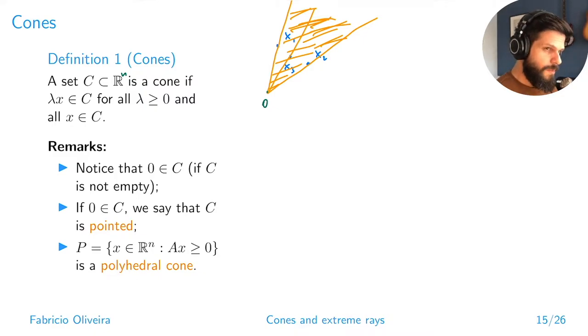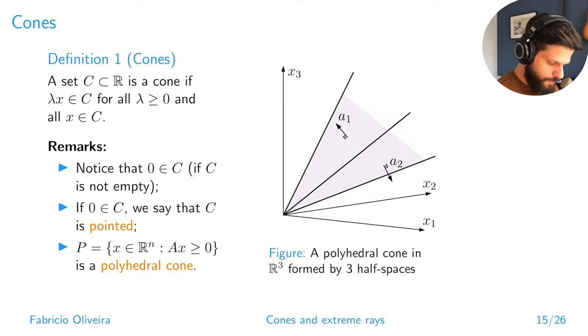For us, an important class is going to be those that are called polyhedral cones. Polyhedral cones are defined just like we defined polyhedral sets, represented by the intersection of a collection of half spaces, but with this different right-hand side. So they kind of look like such. So I have a picture here.